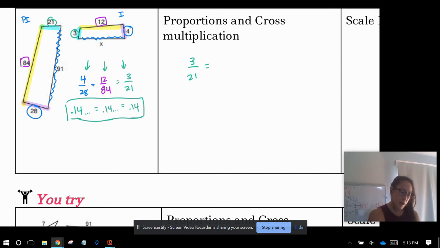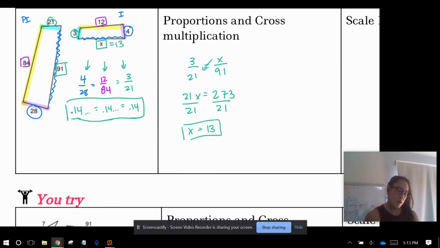And then I set up my unknown, which is my x, the image, over my 91 from the pre-image. Okay, cross multiply. I get 21x is equal to 3 times 91, which is 273. Then divide both sides by 21. So I get 13. So my x value is 13.